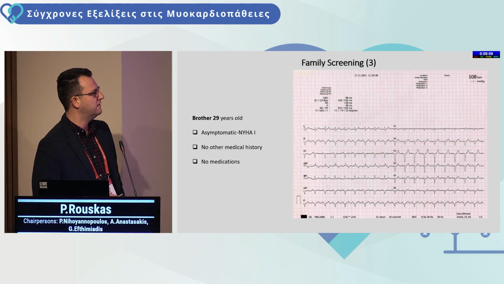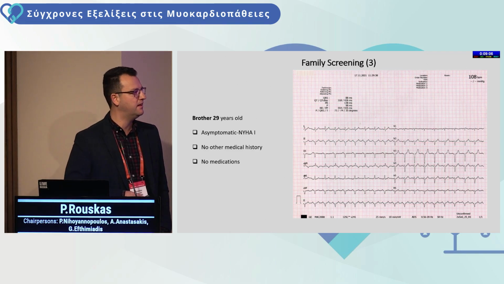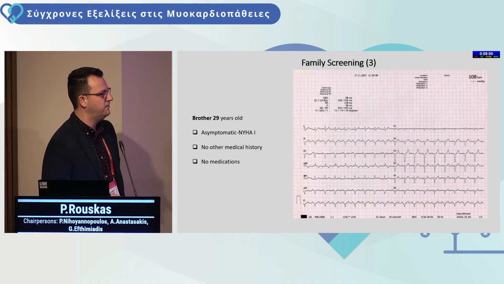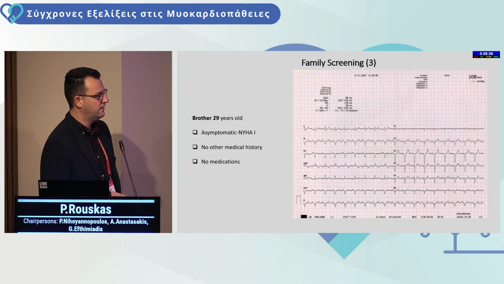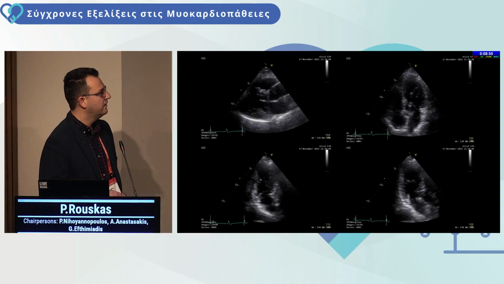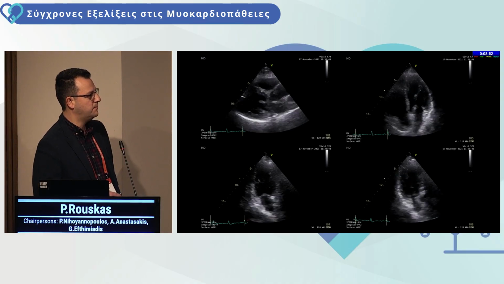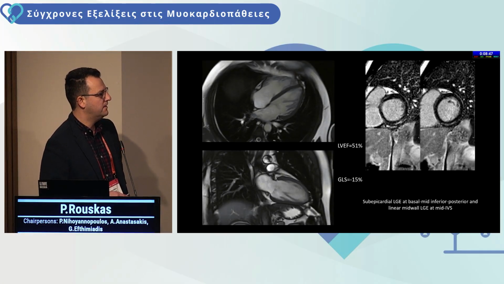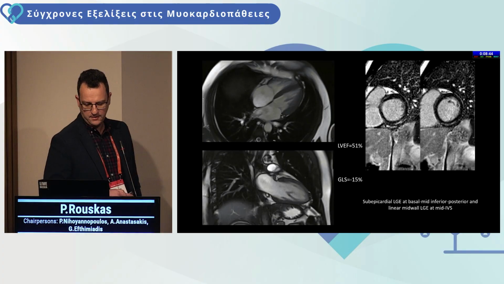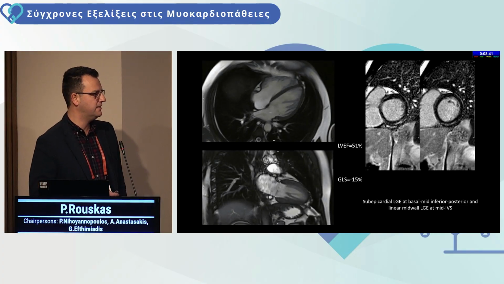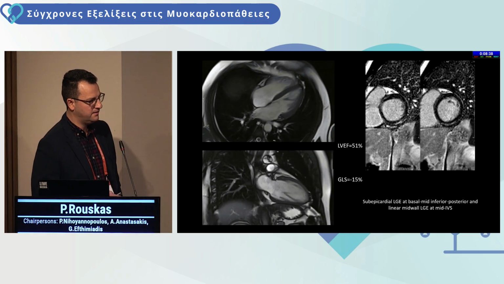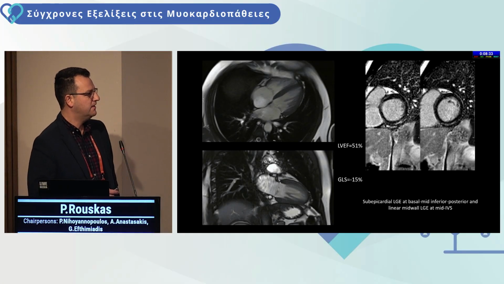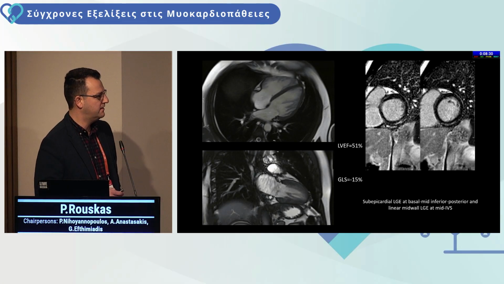The brother is 29 years old, asymptomatic, with no medications and no other medical history. We can see here as well a very abnormal ECG with Q waves in the inferior leads, as well as negative T waves. An echo was done, showing preserved LV systolic function, whereas the MRI showed an LVEF of 51 with a mildly reduced GLS, but here again subepicardial enhancement from the late gadolinium technique at the inferior posterior wall, as well as some linear mid-wall LGE at the mid-IVS.